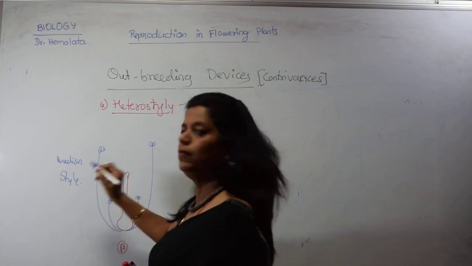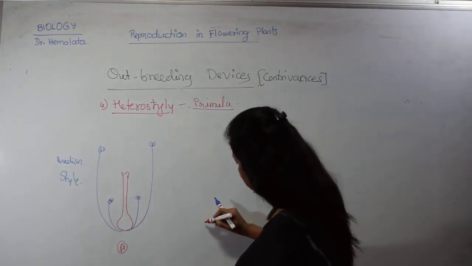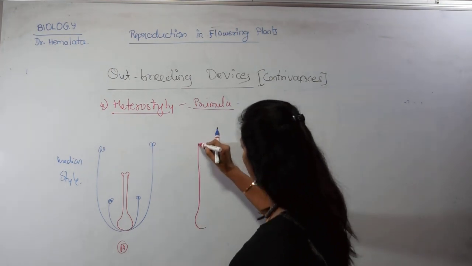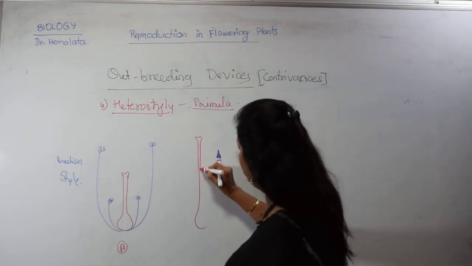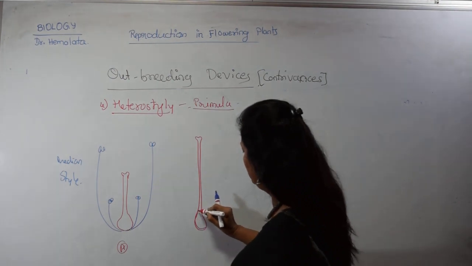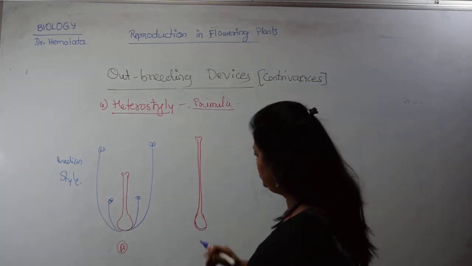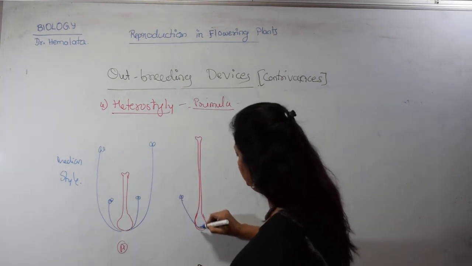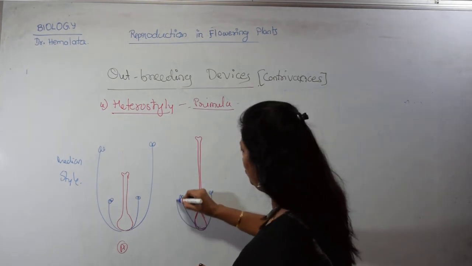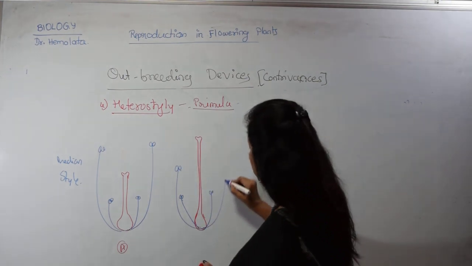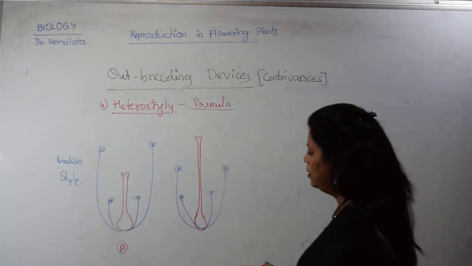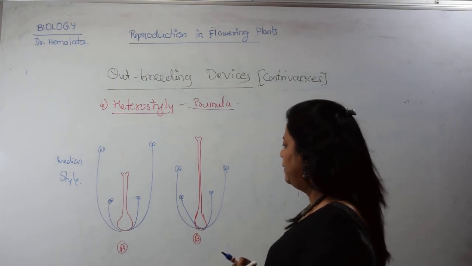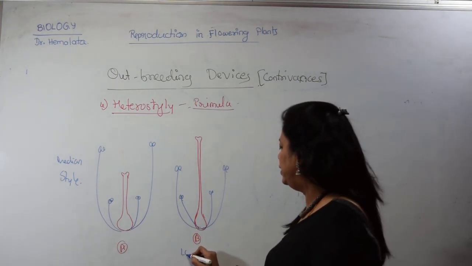Okay. Second one, B, I am writing. It may be the long one. The style is elongated. Right? This will produce two types of stamens, either short type like this or median type, median height. Okay? This is the second plant B. This is the long style.